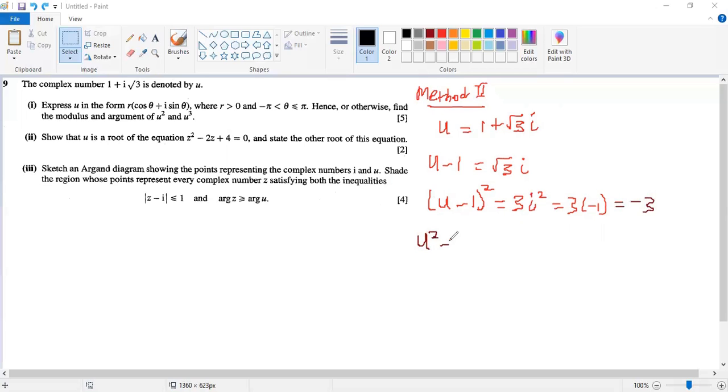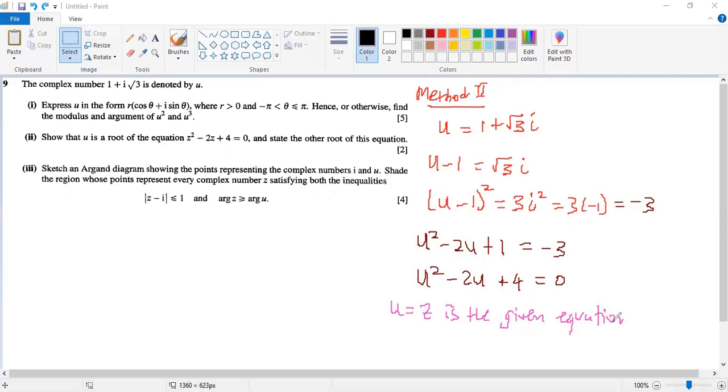Then the left-hand side is u squared minus 2u plus 1, equals minus 3. Then we bring it to the left: u squared minus 2u plus 4 equals 0. Isn't that the given equation, with u equal to z? That means u is a root. Hence, u is a root. It's a bit simpler sometimes, but to see it is another thing.